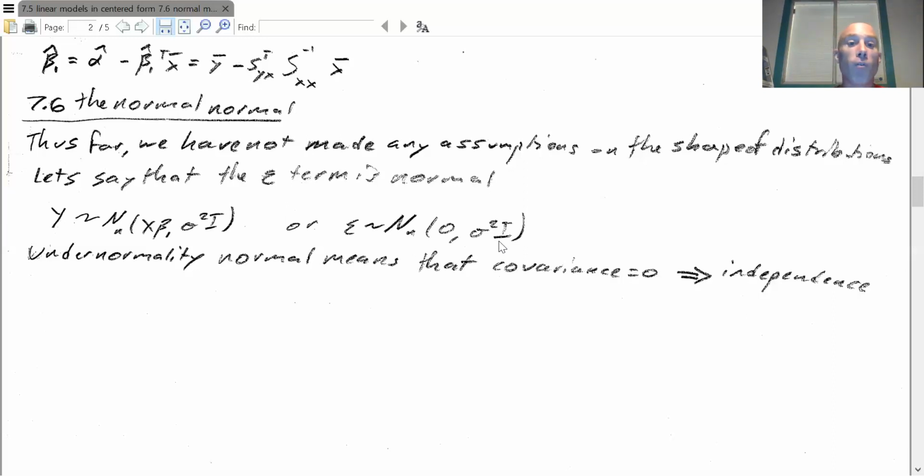If I have normally distributed residuals, and I think about the work we did with moment generating functions, normality and zero covariance means that we have independence between our observations. So it's not just zero covariance, it's independence between observations. This is a big deal. You should get excited. If you aren't excited, you don't understand what's going on.